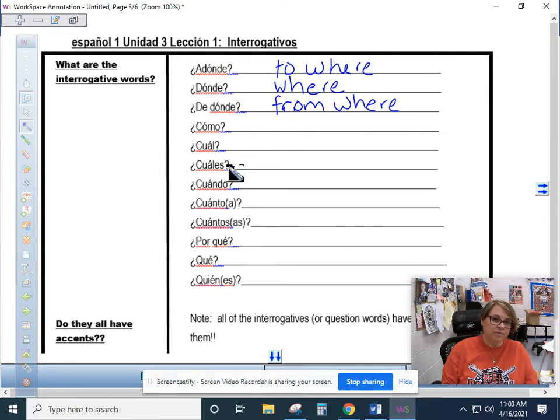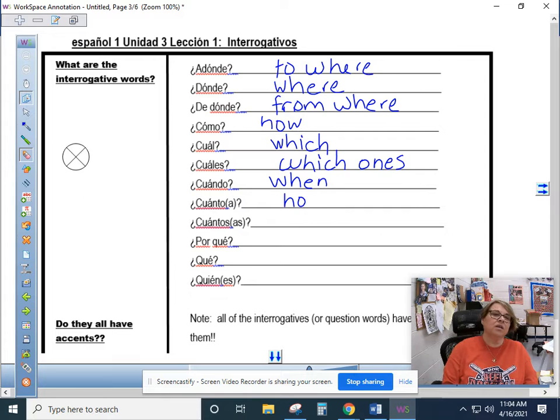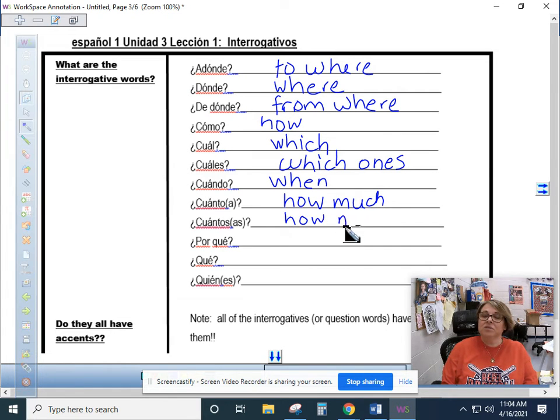Cómo means how. Cuál is which. Cuáles is which ones. Cuándo is when. Cuánto or cuánta is how much, like how much something is. Whereas cuántos or cuántas means how many. Okay, there's a little bit of a difference.